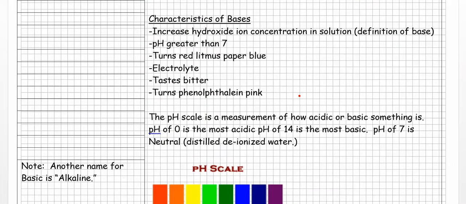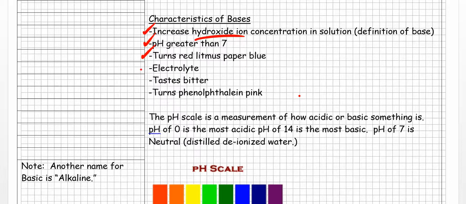What about bases? Well, bases increase the hydroxide ion concentration in solution. That's the definition of a base. They have pHs greater than 7. They're going to have a pH higher than 7. They turn red litmus paper blue. Now you're probably asking, what do they do to blue litmus paper? Nothing. It just stays blue. So red litmus paper is going to turn blue if you've got a base.